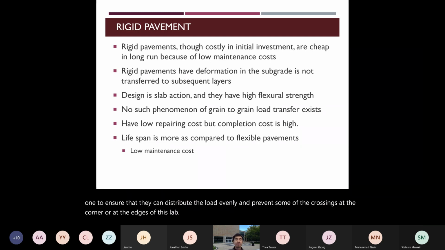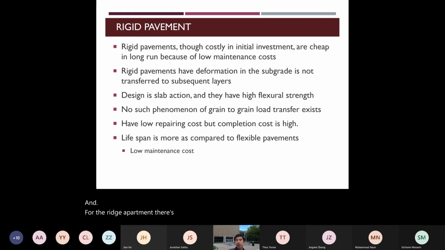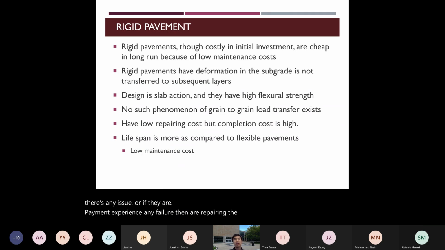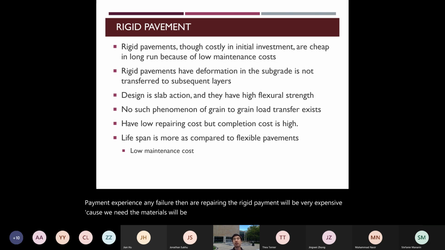And for the rigid pavement, there's another issue which will be related to the maintenance. Even though we say that we don't need to maintain the rigid pavement frequently, if the pavement experiences any failure, then repairing the rigid pavement will be very expensive, because the materials will be very expensive, and also very difficult for us to remove the materials from the road.